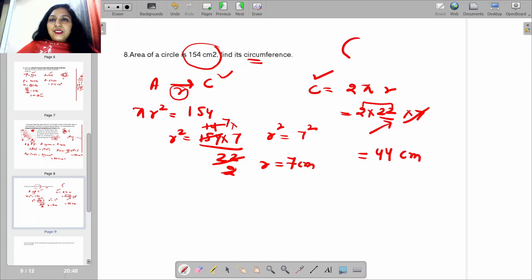Circumference is the distance around the boundary. The unit of distance is never in square. Square units are for area only. Distance is just in the single unit. Here the unit used is centimeter. So we are going to write the final answer in centimeter only.